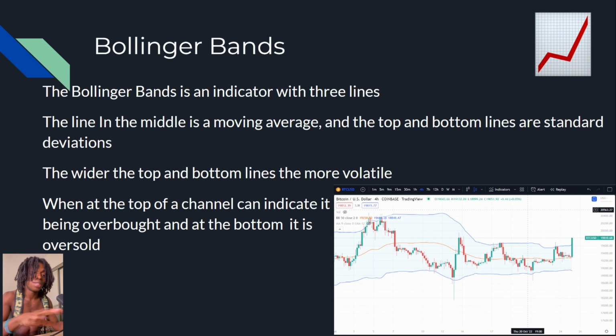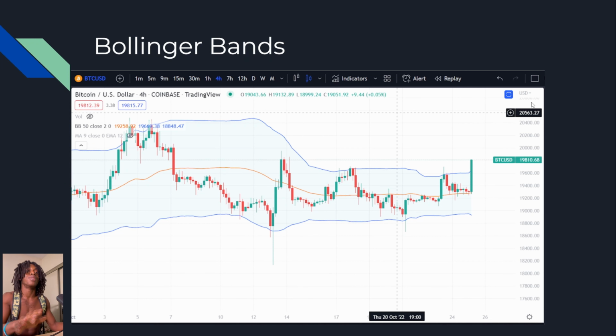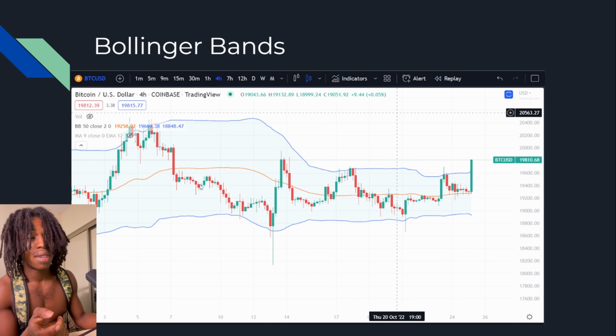I'll show y'all just a little example. Let me make it bigger for y'all. Alright, see right here? They got 3 lines: 1, 2, 3. The top is the standard deviation, and the bottom is the standard deviation. The wider these are, see how wide it is right here? How small it is right here? That means right here is more volatile than where it is right here.